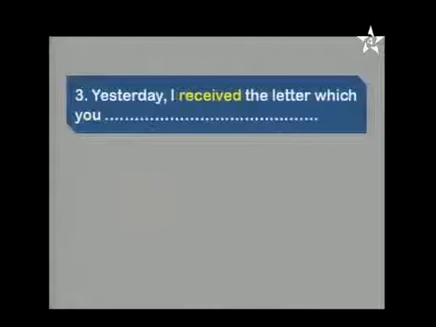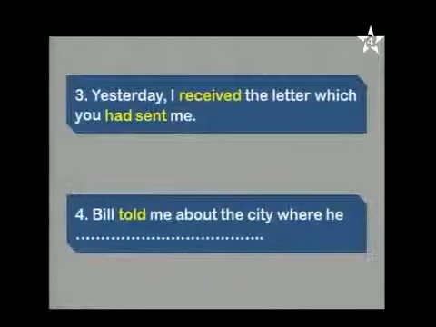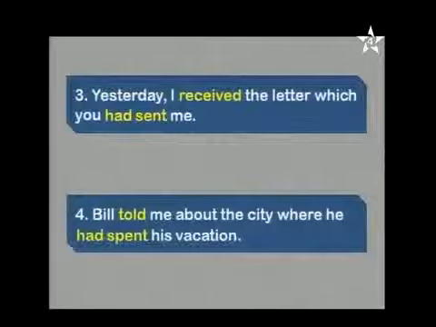Number 3, yesterday I received the letter which you, what did you do? Number 4, Bill told me about the city where he. So number 3, can you give me an example? For example, yes, I received the letter which you had sent me. Number 4, Bill told me about the city where he had spent his vacation, where he had lived, etc.